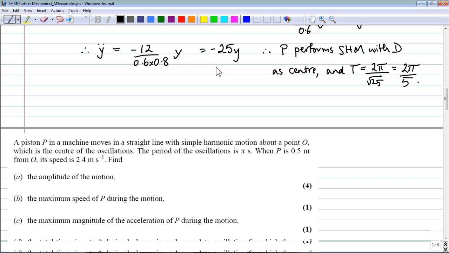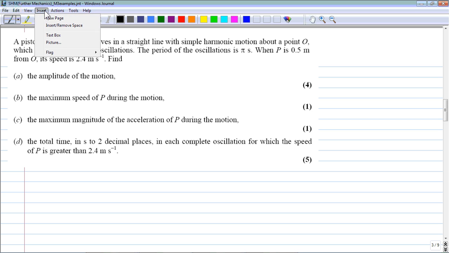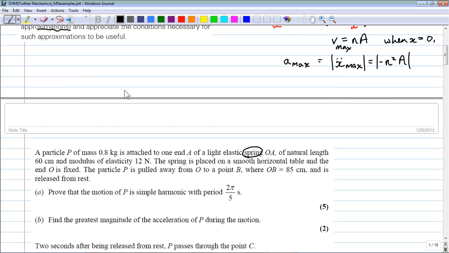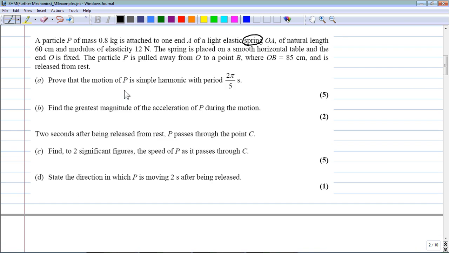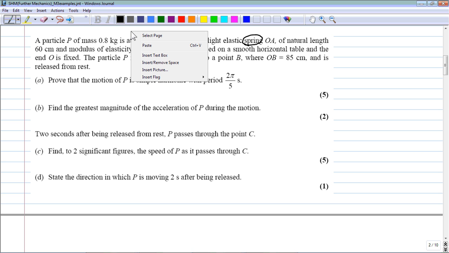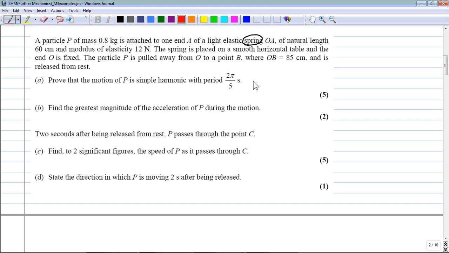Okay, so that's the first part of the question. I need some more room here. Let me make a new page. So we've done the first part, and that was worth 5 marks, so be aware that if something's worth 5 marks, you have to put some effort into it. Let me say diagram, yeah, it's very important to have a good diagram.